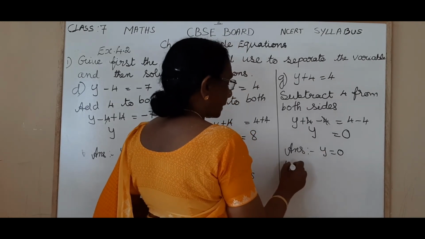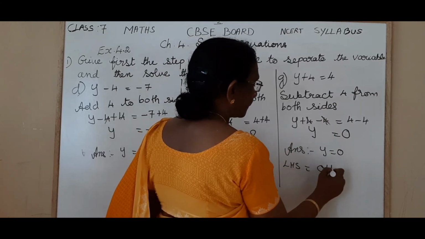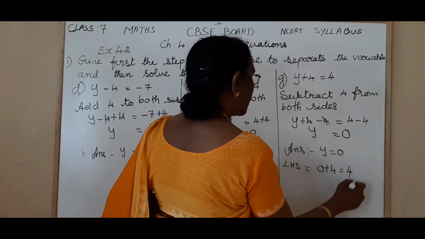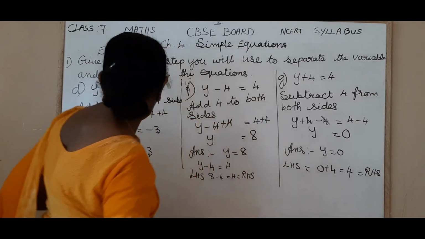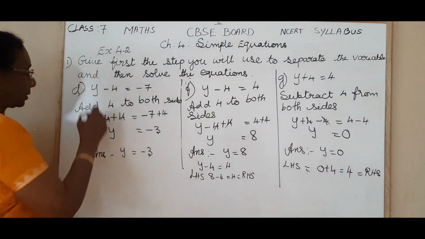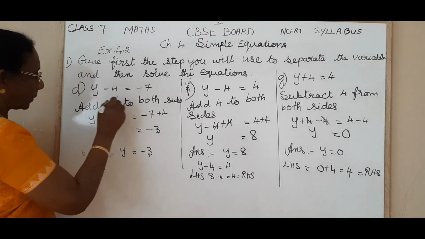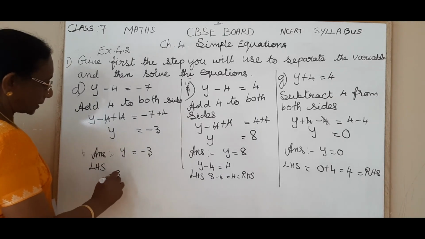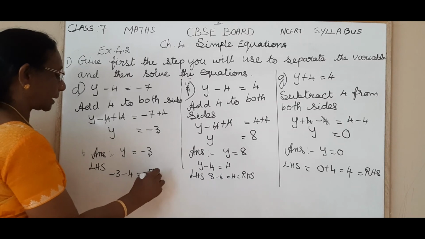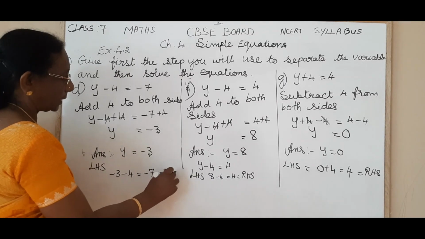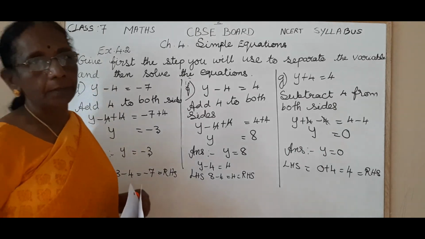You can check. LHS is equal to what? 0 plus 4 is equal to 4, which is equal to RHS. So in all the equations you can check. In this equation also you can check what? LHS is what? Y minus 4. So minus 3 minus 4. Same sign, add and write the same sign, minus 7, which is equal to RHS. Okay? Like this, you can check for all the questions.